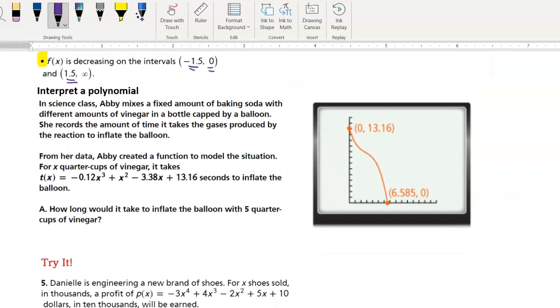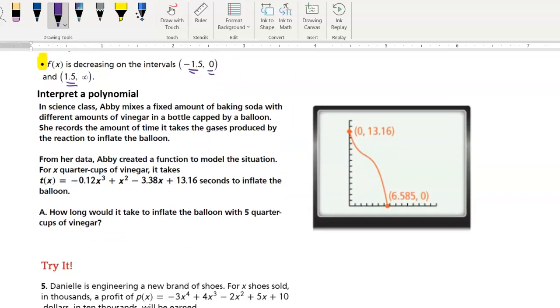All right, now how do we interpret for these story problems? This is where you're going to use your calculator. So they give us this equation. What does this equation represent? In science class, Abby mixes a fixed amount of baking soda with different amounts of vinegar in a bottle, capped by a balloon. She records the amount of time it takes the gases produced by the reaction to inflate the balloon. From her data, Abby created a function to model the situation.